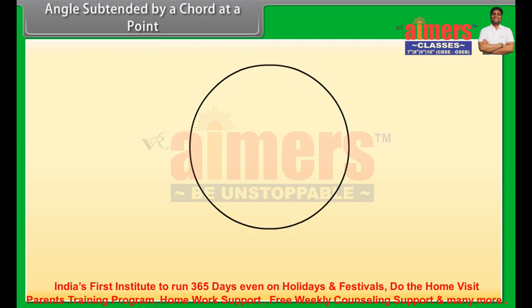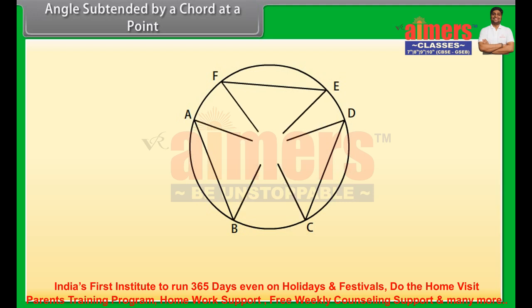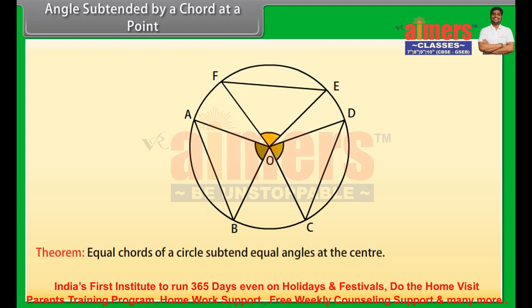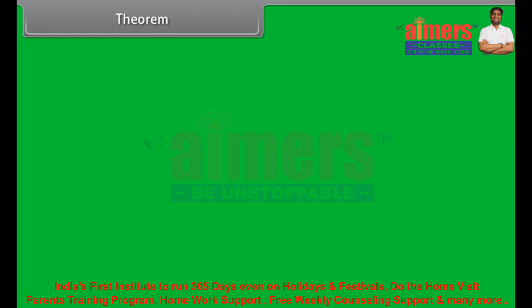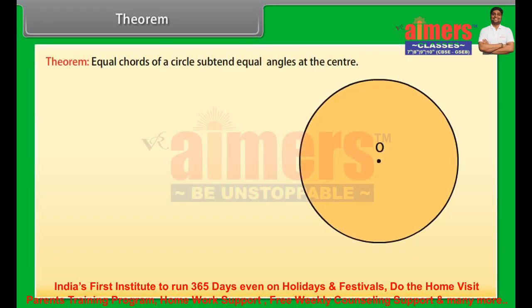If we draw 2 or more equal chords of a circle and measure the angles subtended by them at the center, then we will find that the angles subtended by them at the center are equal. This relation gives us the theorem which says that equal chords of a circle subtend equal angles at the center. Theorem. Let us prove this theorem.